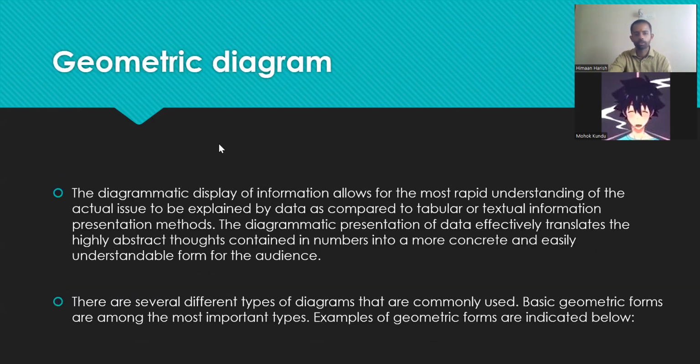We'll head to geometric diagrams. The diagrammatic display of information allows for the most rapid understanding of the actual issue to be explained by data as compared to tabular or textual information presentation methods. The diagrammatic presentation of data effectively translates the highly abstract thoughts contained in numbers into a more concrete and easily understandable form for the audience. There are several different types of diagrams that are commonly used. Basic geometric forms are among the most important types. Examples of geometric forms are indicated below.